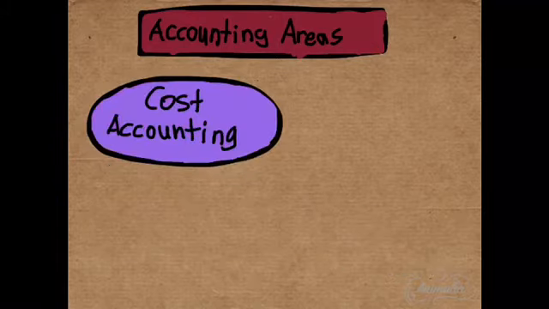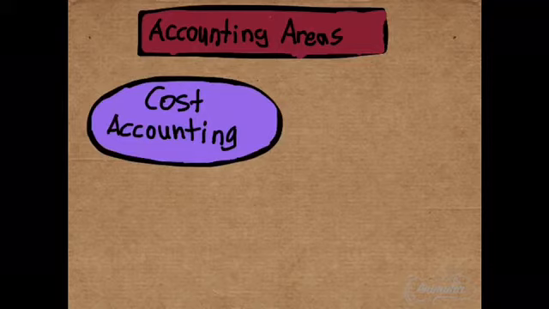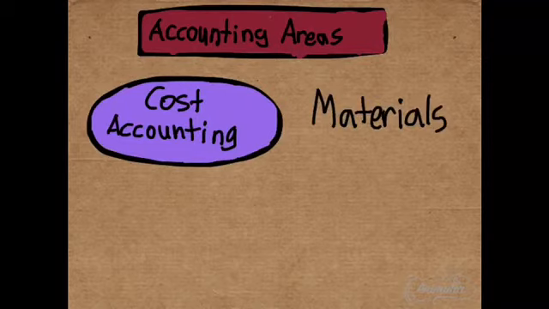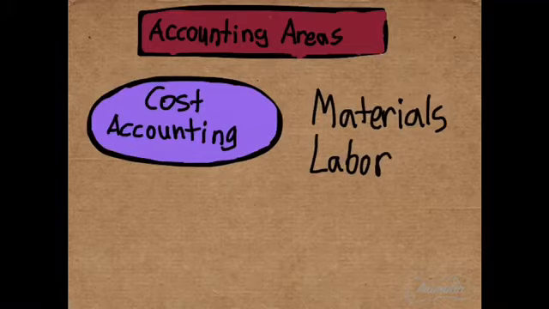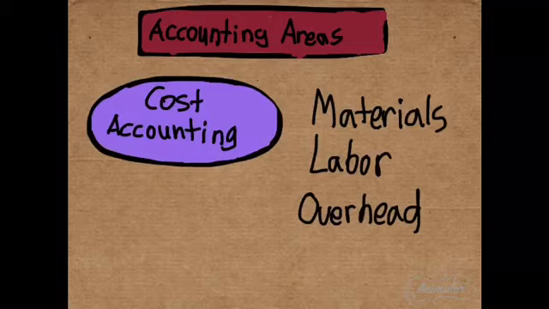Next thing we have is cost accounting. Not only does it provide information all about the cost, but it provides information about the materials used, the labor, the factory overhead, which is really helpful in computing the cost of goods sold of the company.